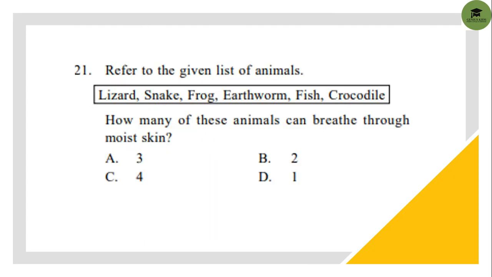Refer to the given list of animals: lizard, snake, frog, earthworm, fish, crocodile. How many of these animals can breathe through moist skin? It is in the skin. It is frog and earthworm that can breathe through their moist skin. So option B is your correct answer.